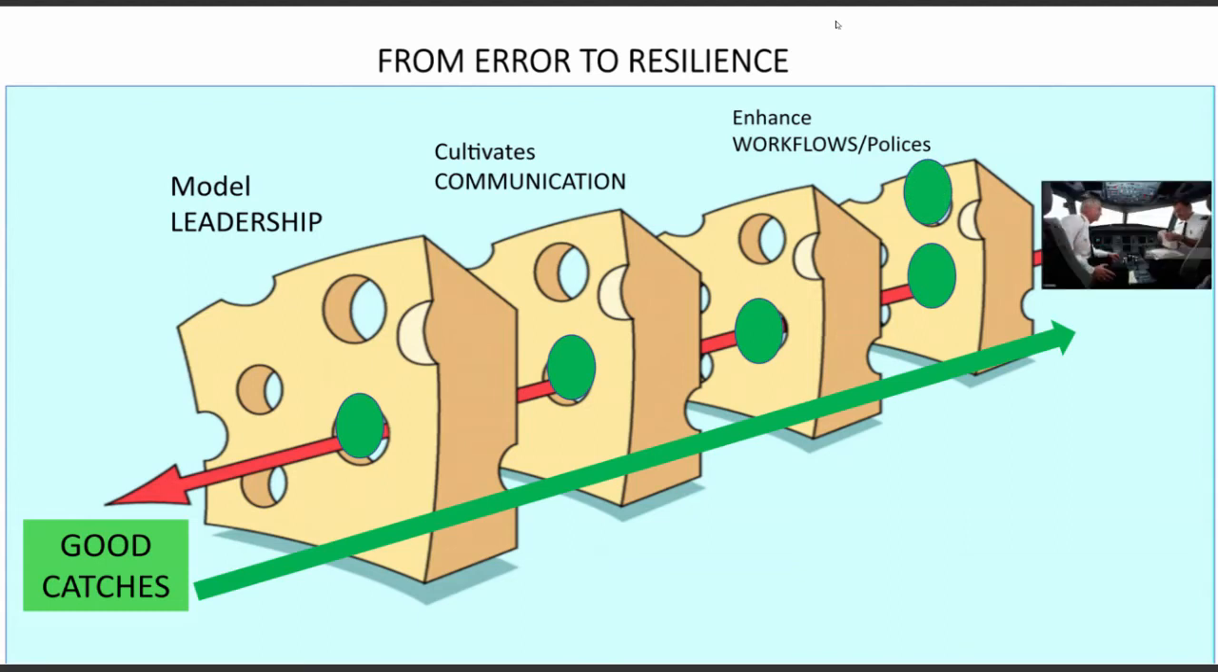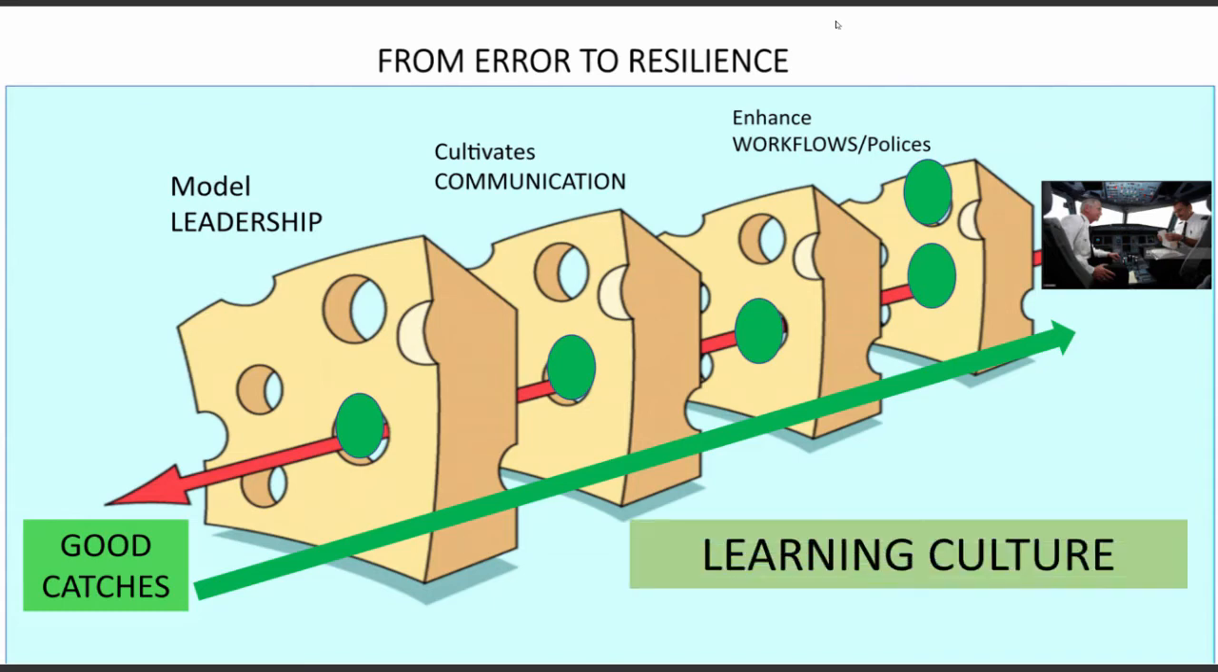And I'll go into these two individuals. That's obviously Sully, and that's First Officer Jeff Skiles. And ultimately, what we're trying to get to is start going from a culture of blame and shame to a culture of good catches and learning.